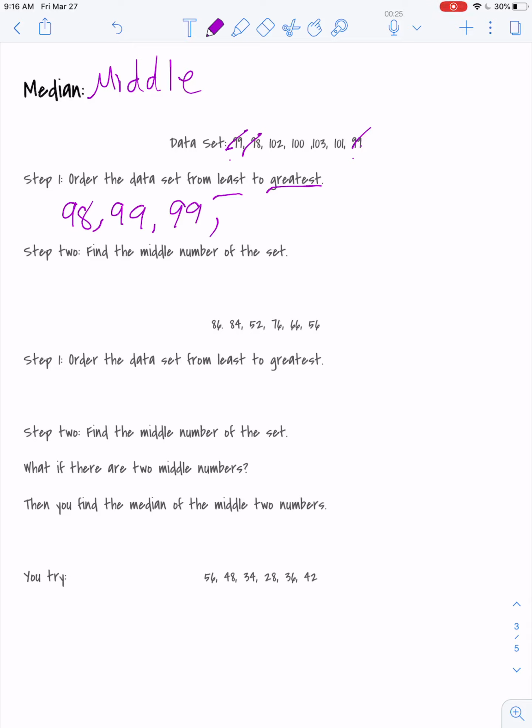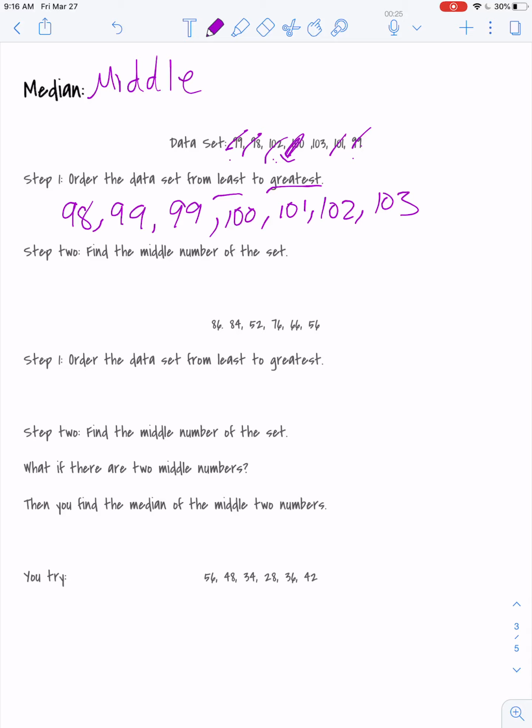Now I look for my next number, and I see that it's 100, and I cross it off. Then I have 101, 101, 102, and 103.